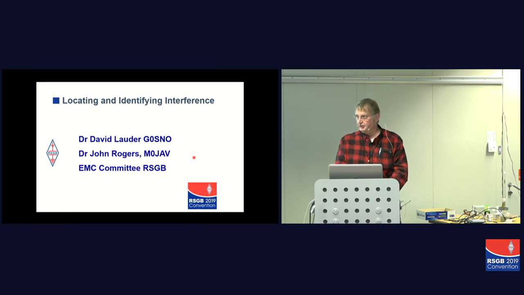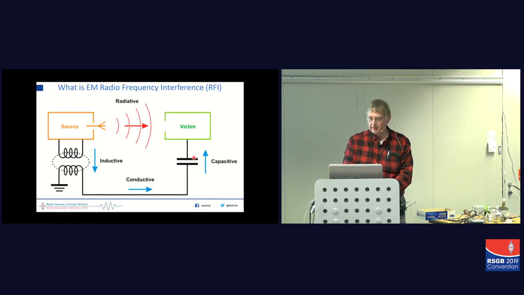And what we want to do really is to pick up on a couple of other presentations that have been made today. The first one by Ian on how to keep RF out of your shack and how to get rid of noise. And then Tony Canning gave us some examples of the different types of noise you could see. We thought this year we would try and make it very, very simple and look at how you can locate and identify sources.